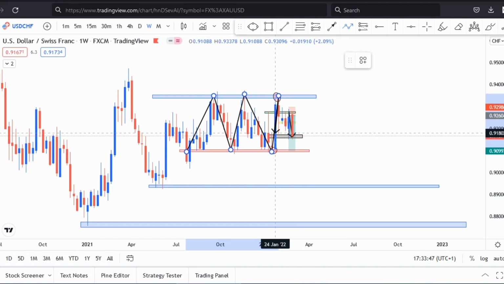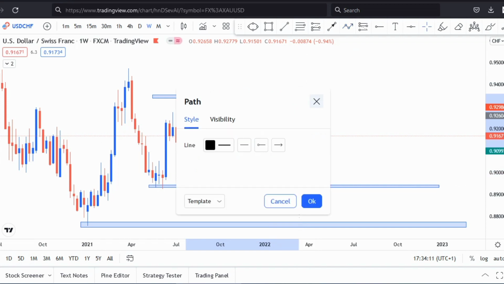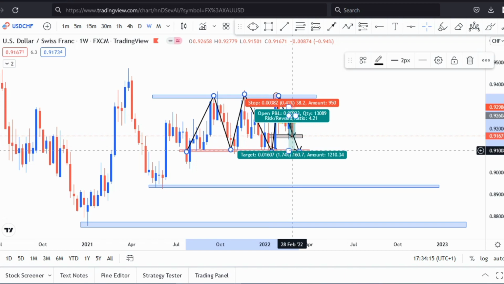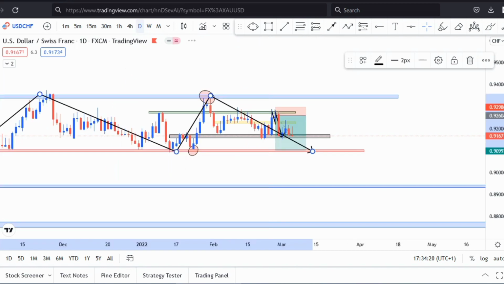I expect price to break this support level, continue all the way back down to the 0.91 area in this range. Then we'll see how price reacts to this level. If it gives us a buy signal, then we'll take it to the top. If it gives a sell signal by breaking this support level, then we end up taking our trades either down here or to this support level here. But generally speaking, this is what we're expecting, the continuation of this down move at least to the 0.91 level, and then we would react from there.